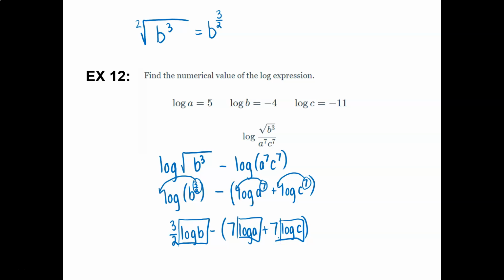We can now plug in these numbers that were given to us for those. So we've got 3/2 times -4, minus 7 times 5, plus 7 times -11. I'm going to run out of room up here, so I'm going to go up here.